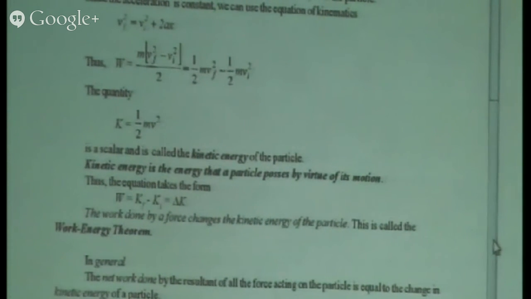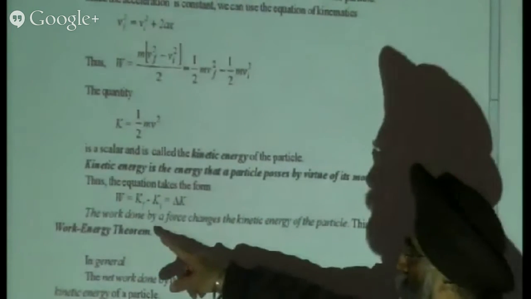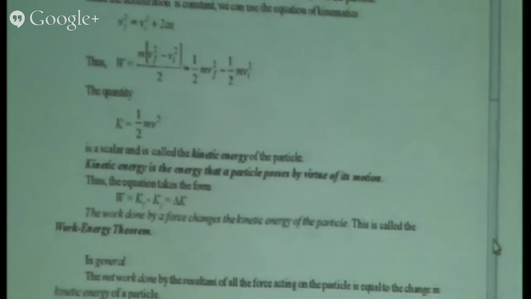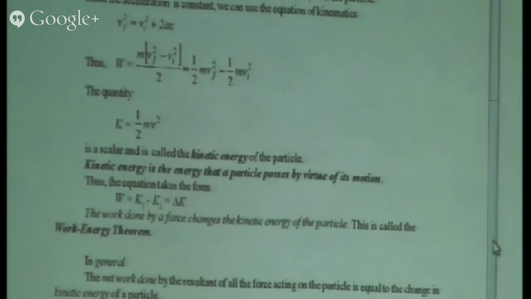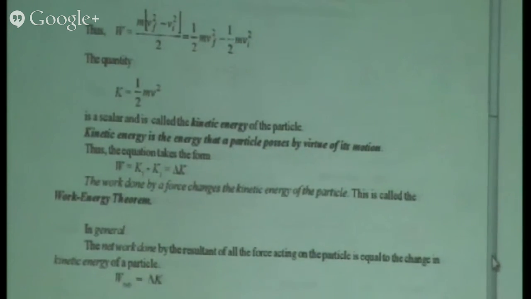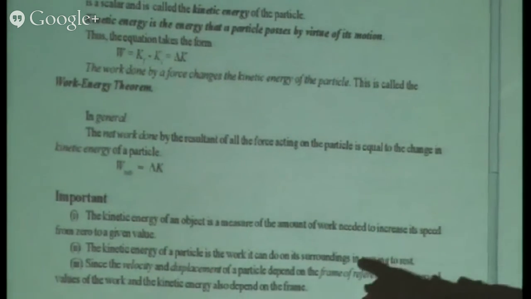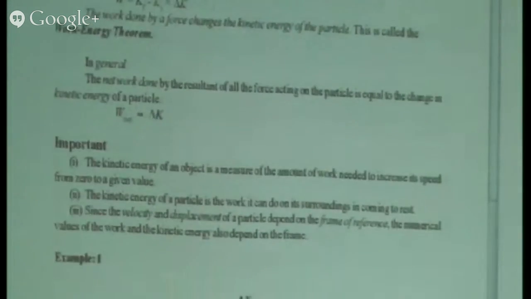And what is the work energy theorem? According to the work energy theorem, the work done by a force changes the kinetic energy of the particle or of the body. So if asked to state the work energy theorem, the statement is: the work done on a body changes the kinetic energy of the body. Sometimes you write work done is equal to delta K, which is the change in the kinetic energy. Now some properties of kinetic energy.